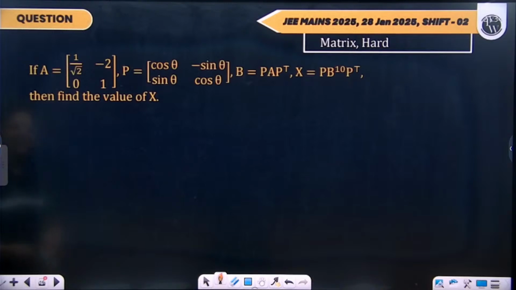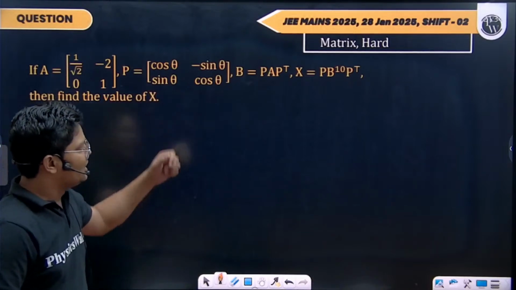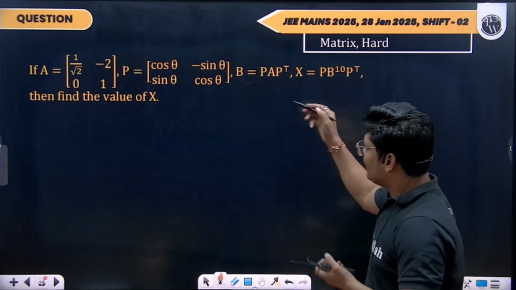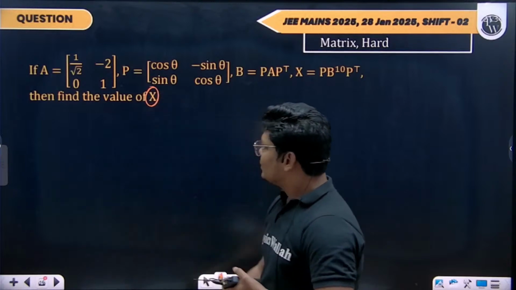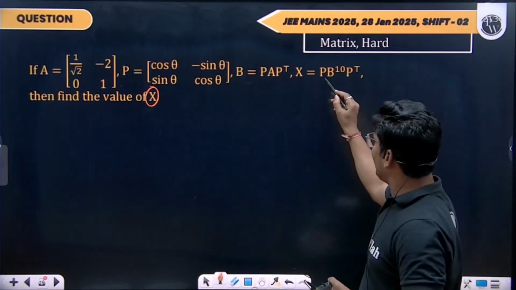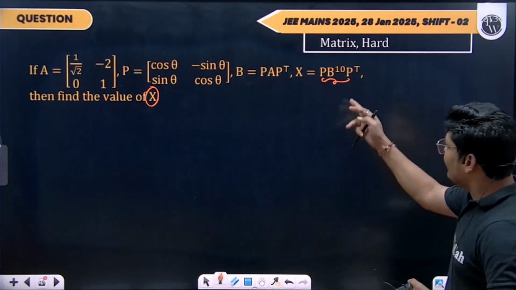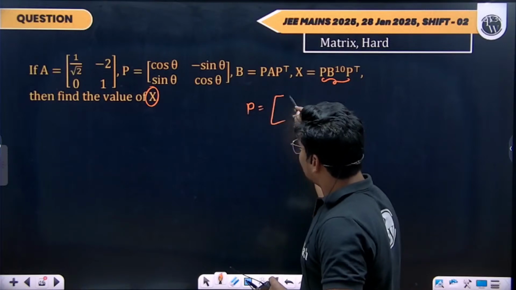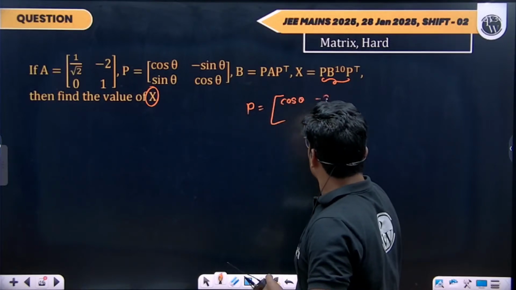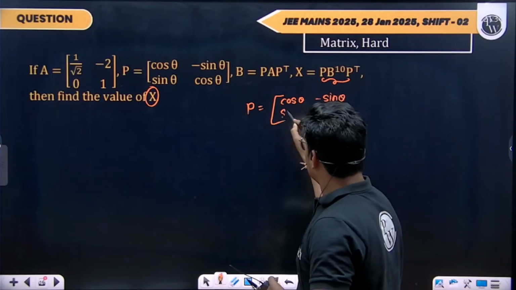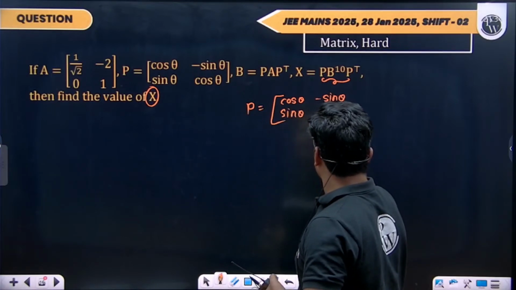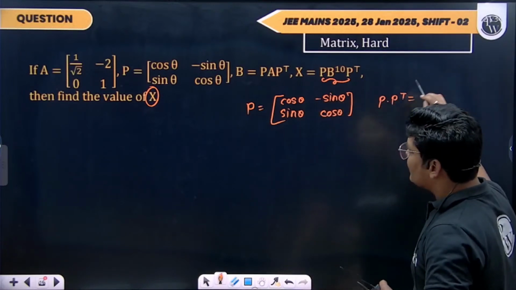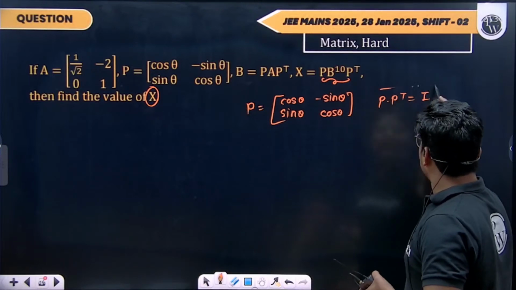So in this question we have been given a matrix A and a matrix P, and there is a relation between B, P and A, and we have to find the value of X. For that we have to simplify this relation. The matrix P is an orthogonal matrix, and you must know that an orthogonal matrix is a matrix where the multiplication of the matrix and its transpose will be an identity matrix.